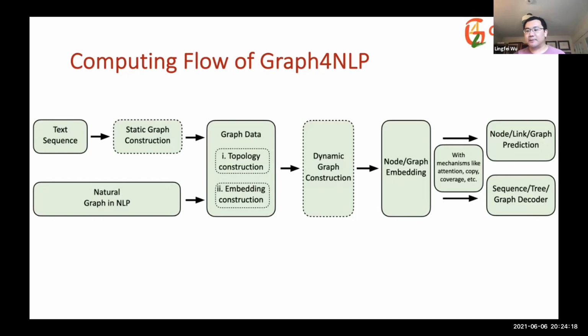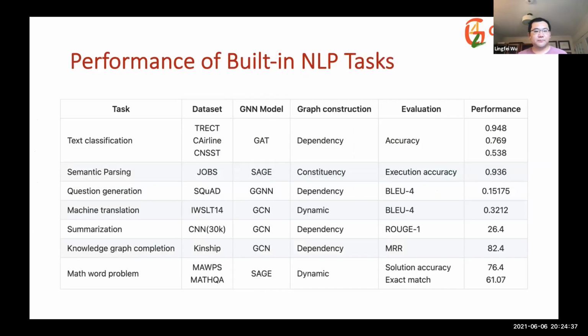These include node or graph prediction, or a sequence or tree graph decoder for encoder-decoder models. Of course, some NLP applications naturally already have a graph, for example AMR graphs. Then you can just feed the AMR graph to our graph data, and call our different modules to perform the task.